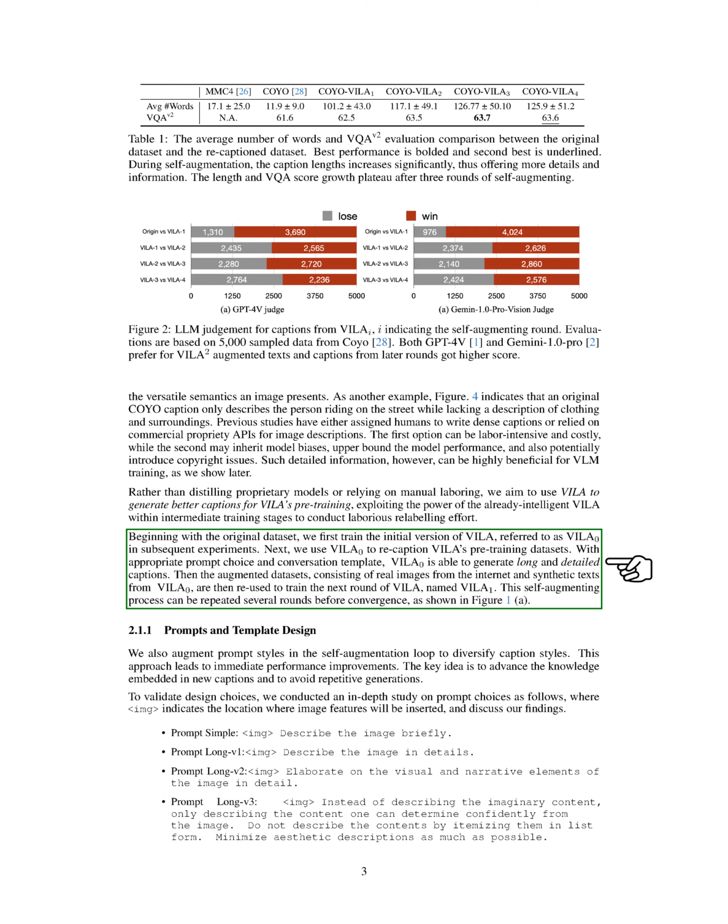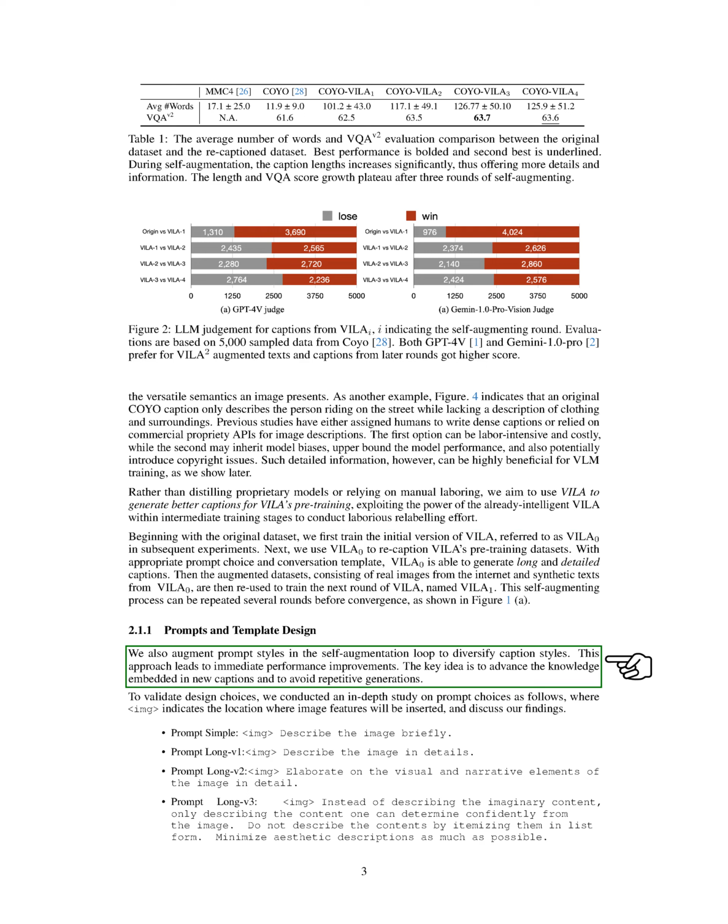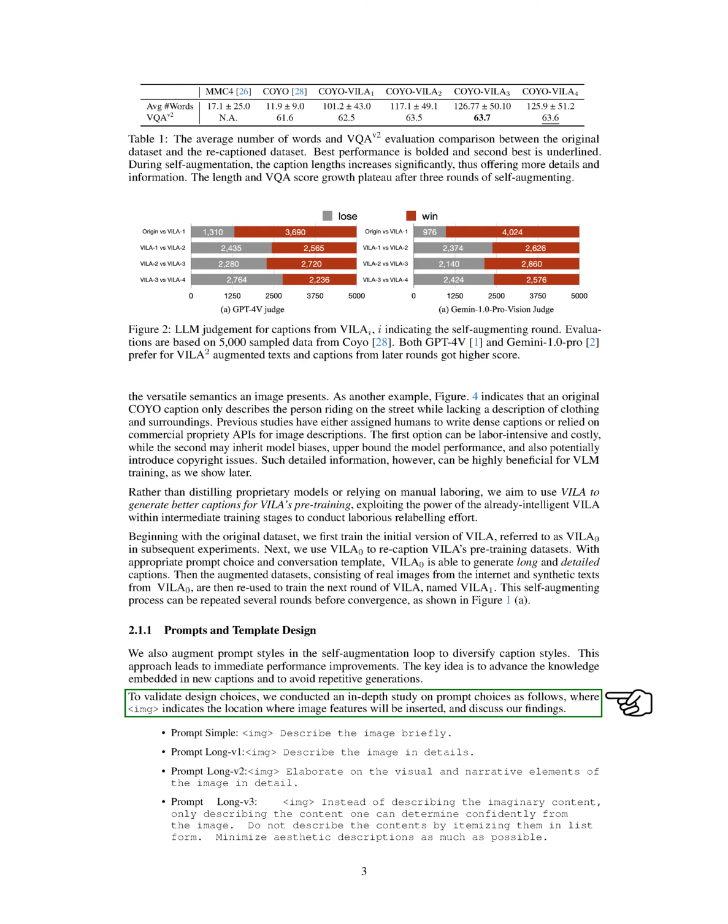Section: Prompts and Template Design. In this section, we enhance our prompt styles within the self-augmentation loop to create a variety of caption styles. This strategy results in immediate improvements in performance. Our main goal is to enrich the knowledge contained in new captions while avoiding repetitive outputs. To assess our design choices, we conducted a detailed study on different prompts, where we indicate the spot for image features with <img>, and we will share our findings.